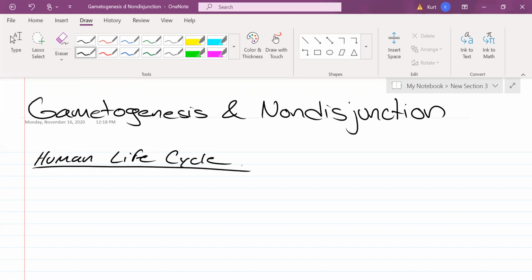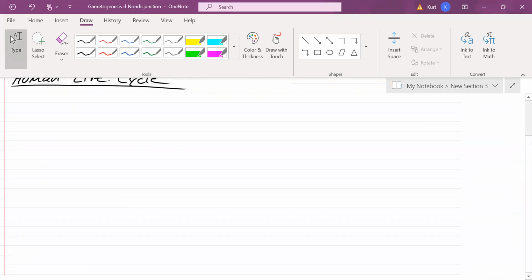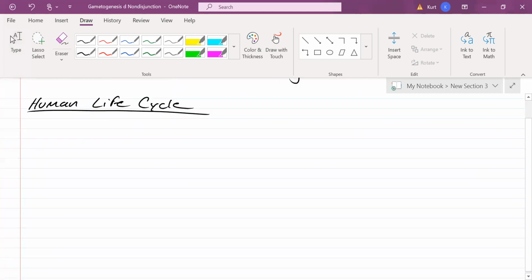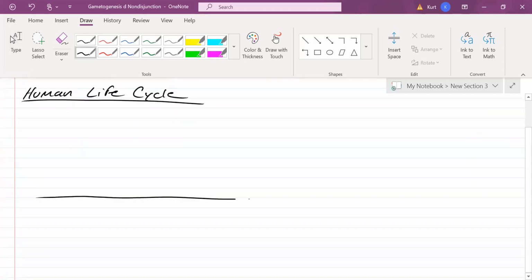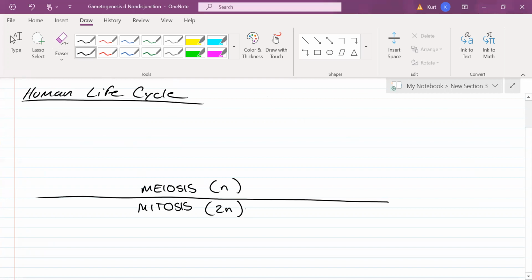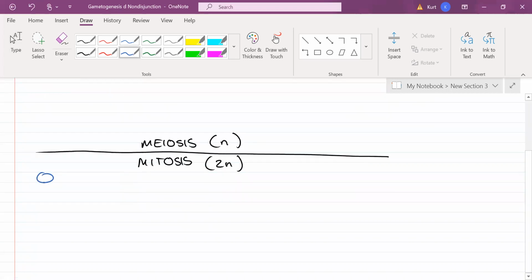It's going to get us started into going back into gametes. So basically, this line is going to cut our little diagram in half. Everything above this line is going to be meiosis, and the cells are going to be haploid. Everything below this line is going to be mitosis, and everything's going to be diploid, 2n. So we're going to start with an adult male and an adult female.